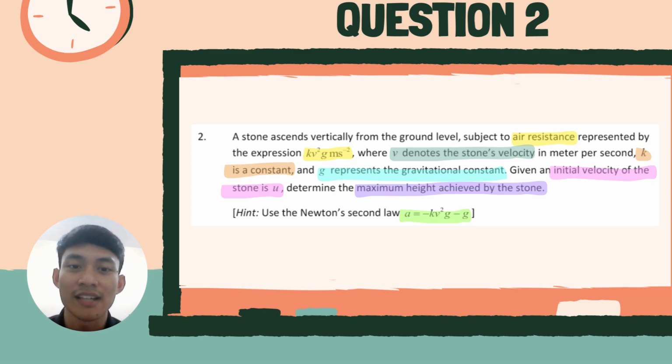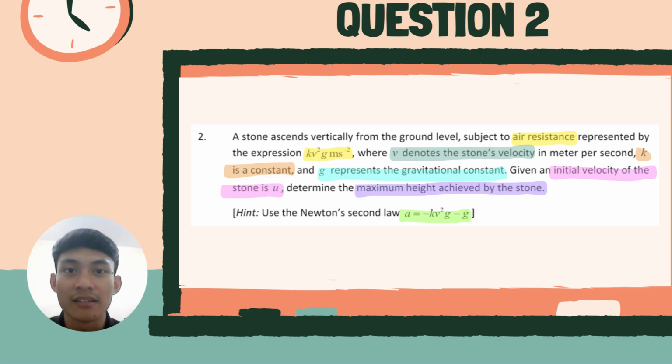A stone ascends vertically from the ground level, subject to air resistance represented by the expression kv²g meter per second square, where v denotes the stone's velocity in meter per second, k is a constant, and g represents the gravitational constant. Given that the initial velocity of the stone is u, we have to determine the maximum height achieved by the stone.